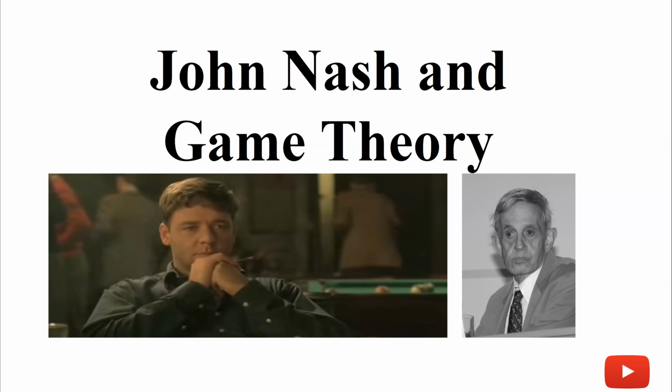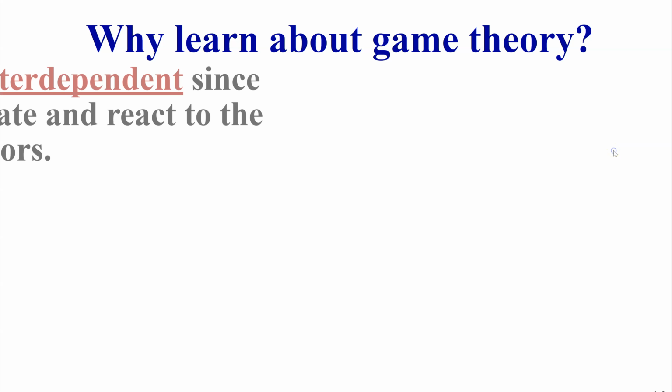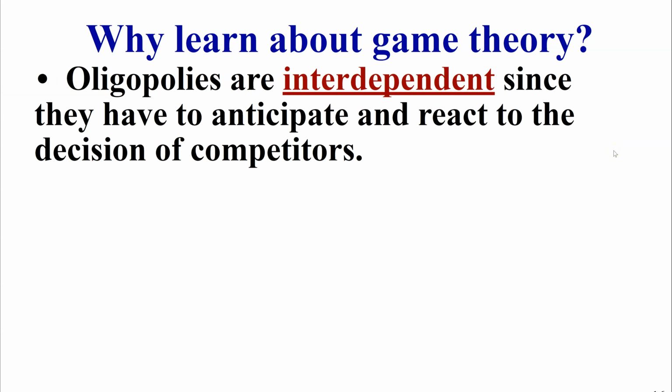This idea of different behaviors of different firms really is highlighted in the movie, and there's a number of aspects that we look at here, but we're going to spend a lot of time on this idea of game theory and what we call the Nash equilibrium. So why do we learn about this? Why does this matter in microeconomics? Well, the important thing here is that you've got to understand that oligopolies are interdependent.